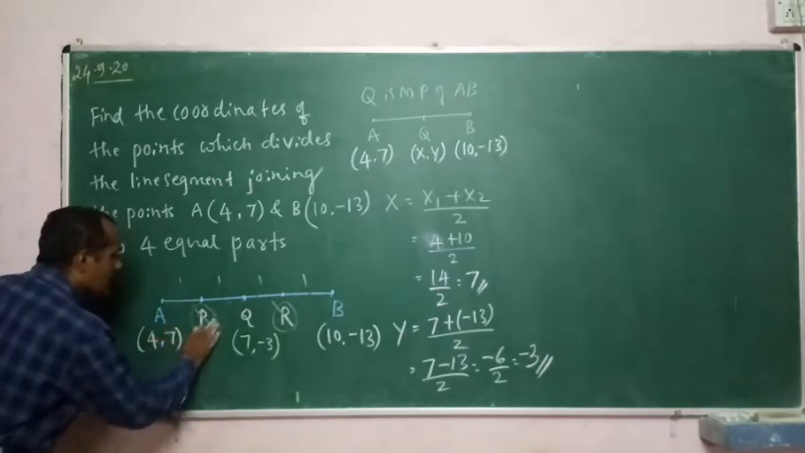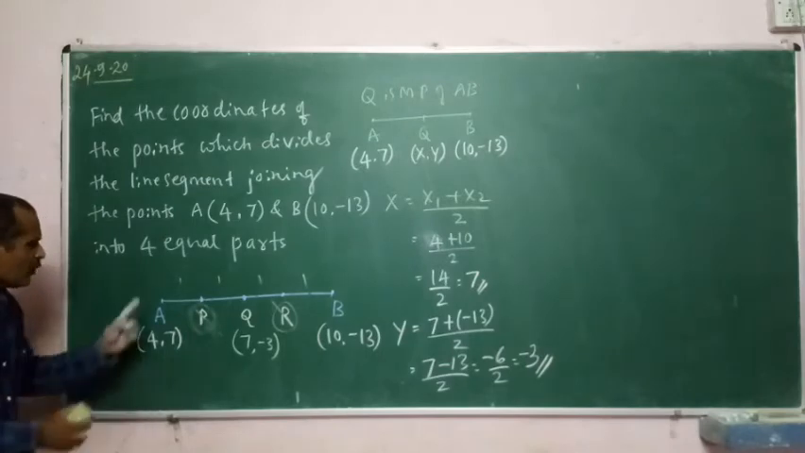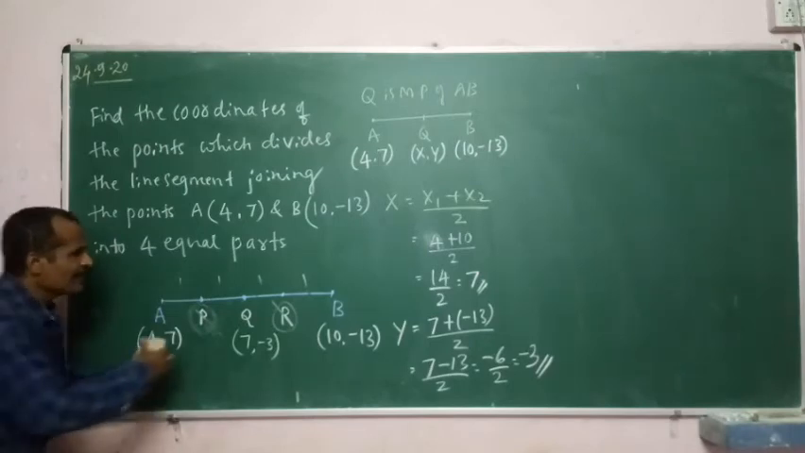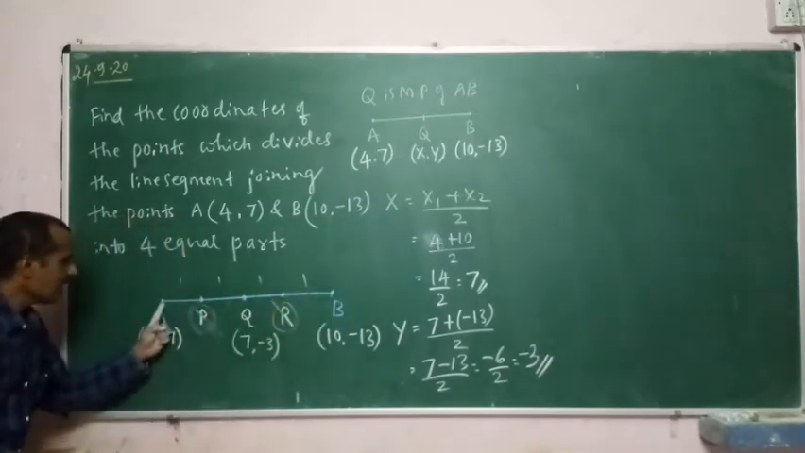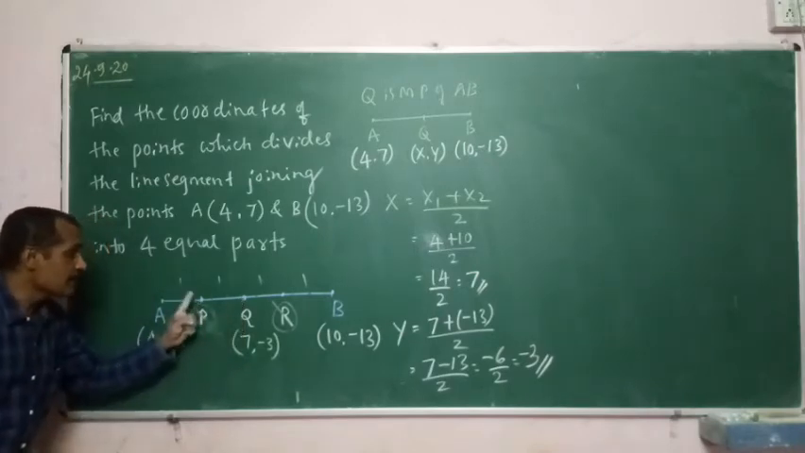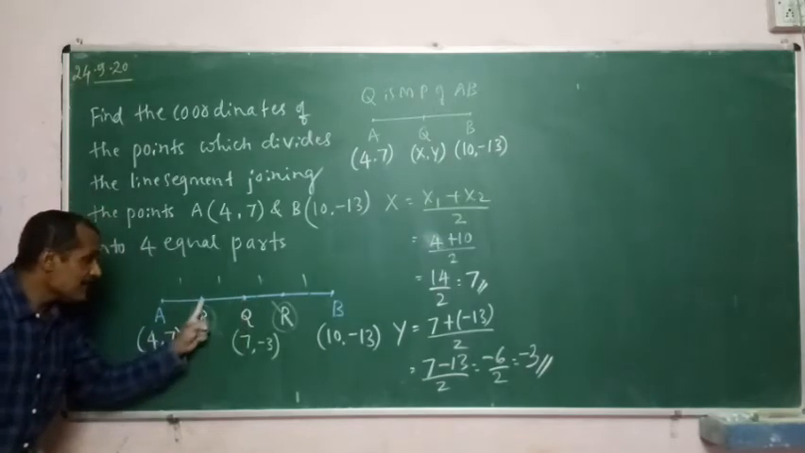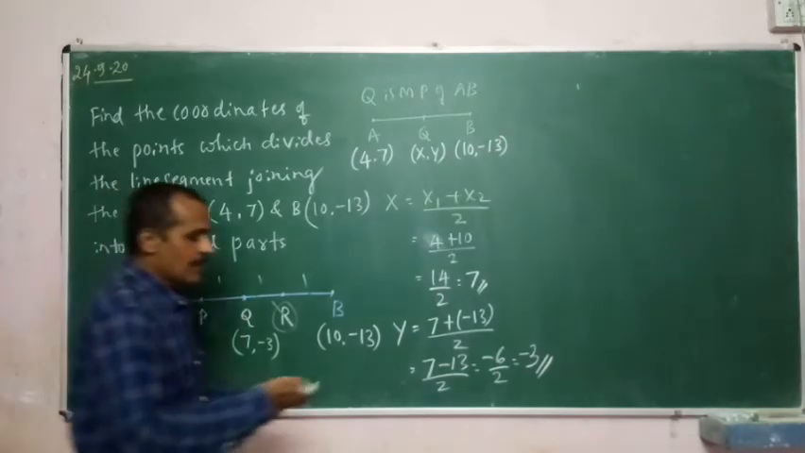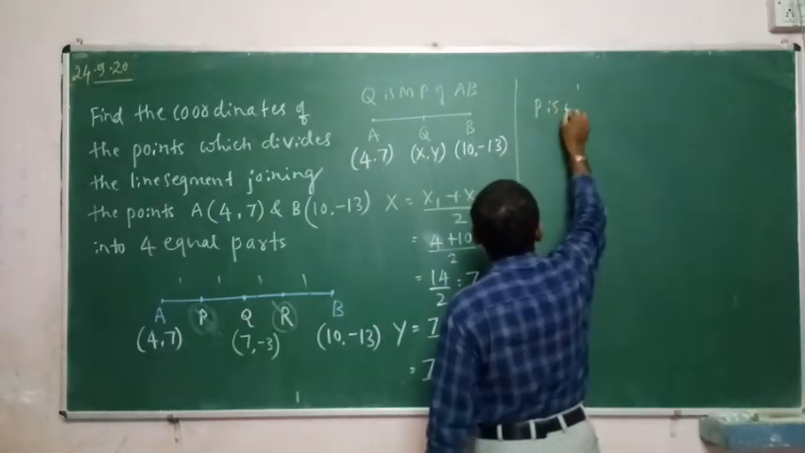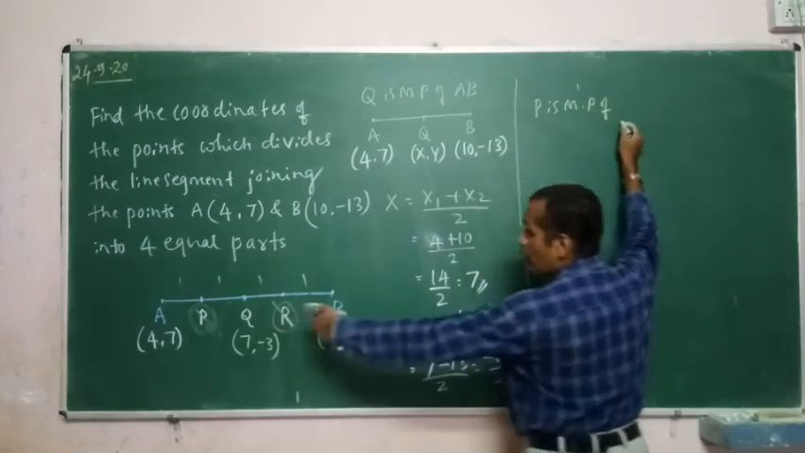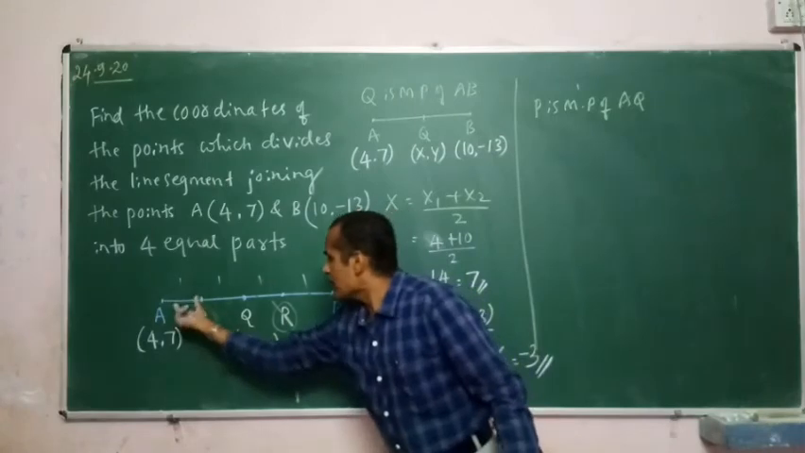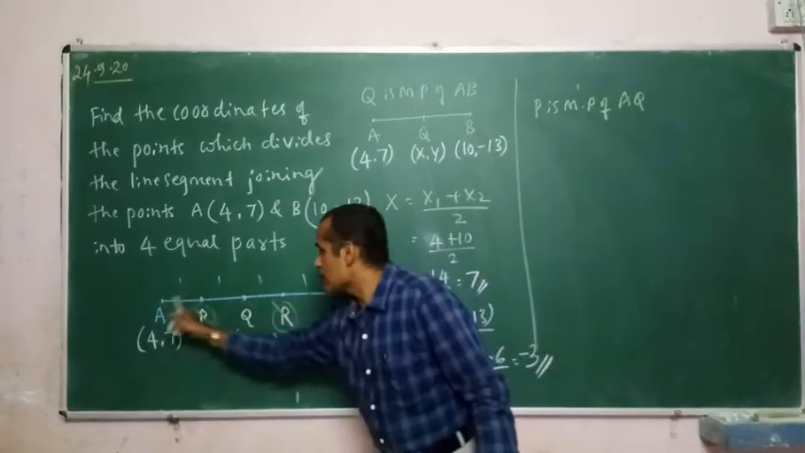What I will do now? I will take now this P in the picture, and only this much I will take: A, P, Q. The rest of this I will leave. Can I say P is the midpoint of AQ? P is the midpoint of AQ. Again, you can apply the section formula. P is the midpoint of AQ because they are equal parts.